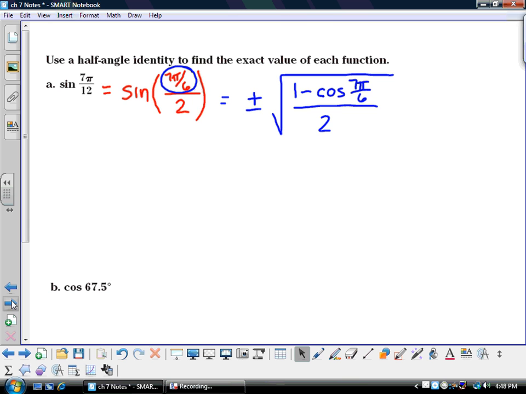Let's start with deciding the plus or minus here out front. 7 pi over 12. Which quadrant is 7 pi over 12 in? Well, this would be 12 pi over 12. So this would be 6 pi over 12. That means 7 pi over 12 is over here somewhere. So we're in the second quadrant. All students take calculus. In the second quadrant, sine is positive. So we are going to use just the positive here.